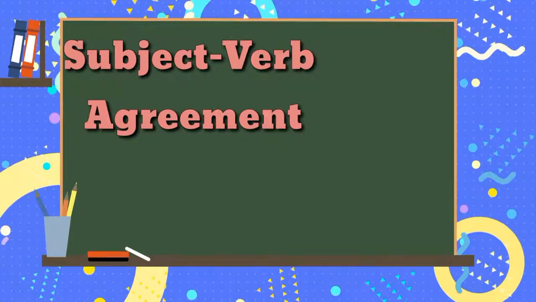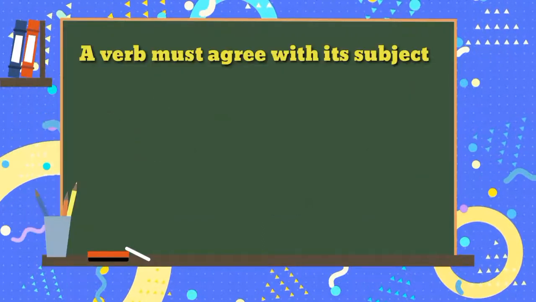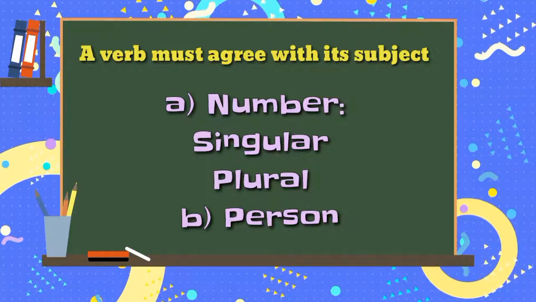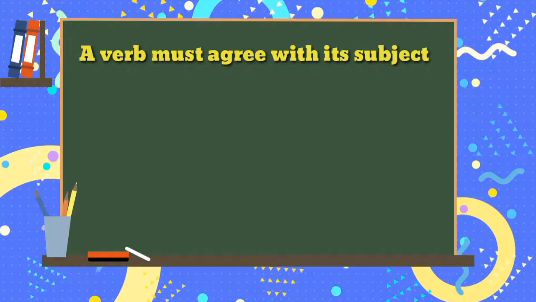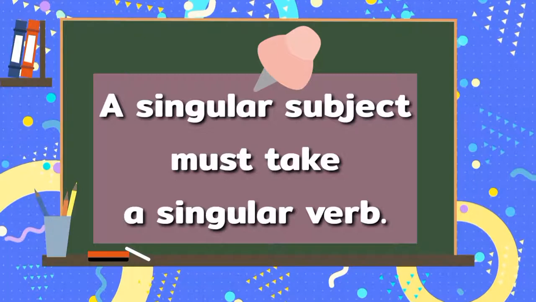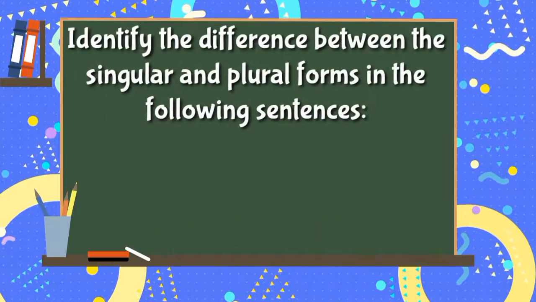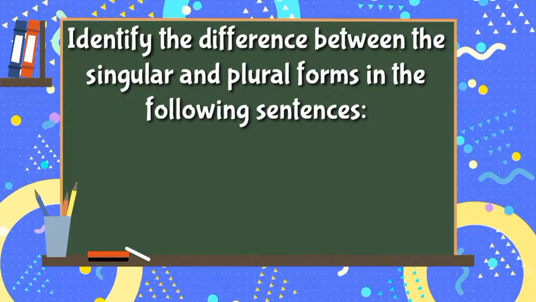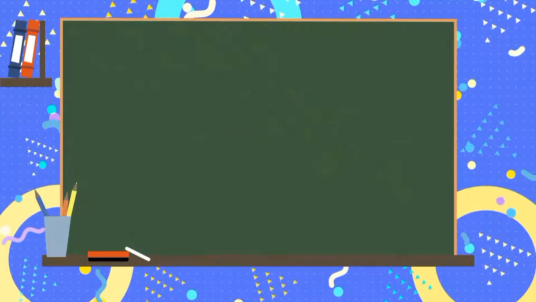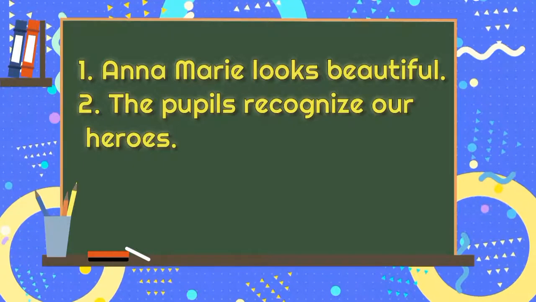Learners, how does our verb agree with our subject? A verb must agree with its subject in number, singular or plural, and in person. A singular subject must take a singular verb. A plural subject must take a plural verb. Let us identify the difference between singular and plural forms in the following sentences. Anna Marie looks beautiful. The pupils recognize our heroes.